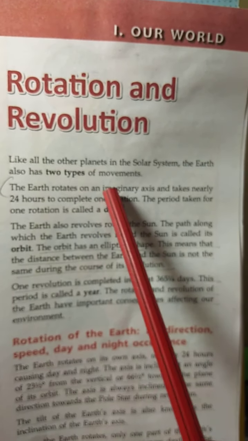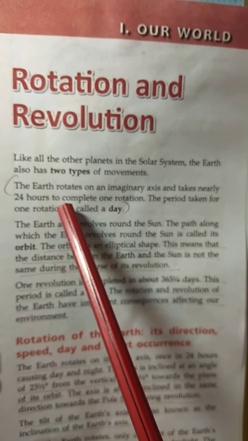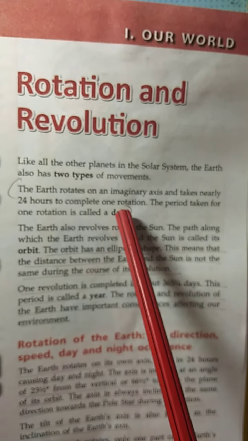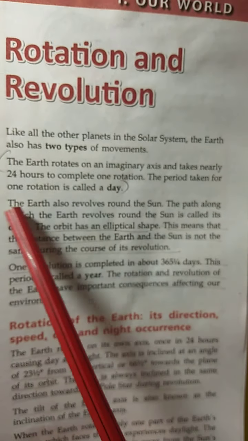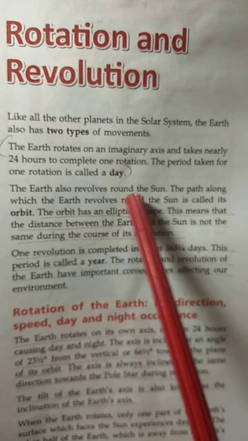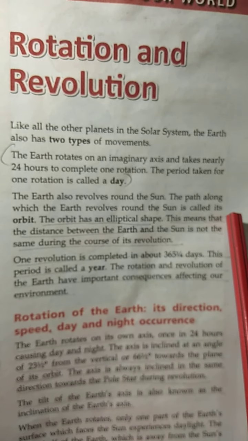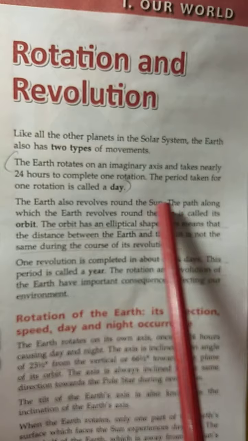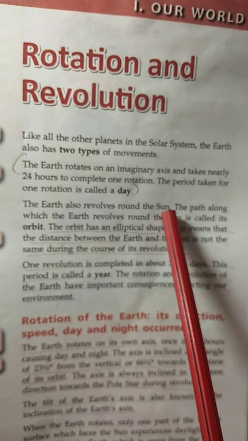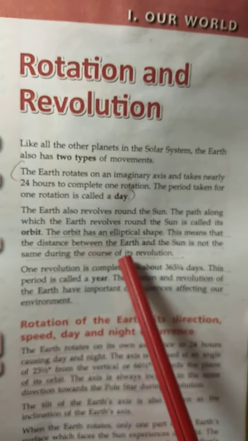In a similar way, the earth also rotates on its axis, and this rotation is completed in a duration of 24 hours. This is also referred to as a day. The earth also revolves around the sun. The path along which the earth revolves around the sun is called its orbit. Now, the orbit is an imaginary path. It is elliptical in shape, and this path is taken by the earth as it moves around the sun.